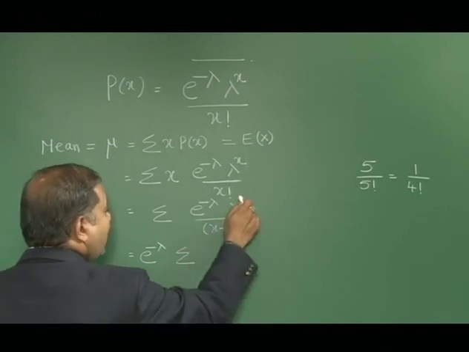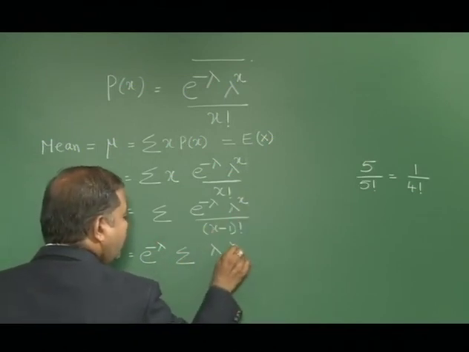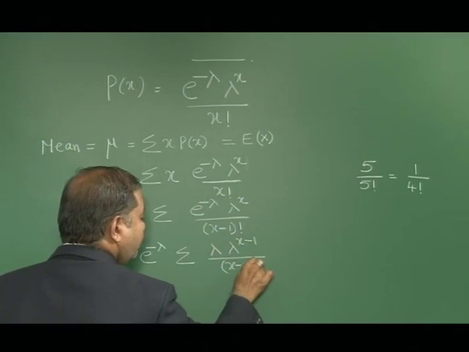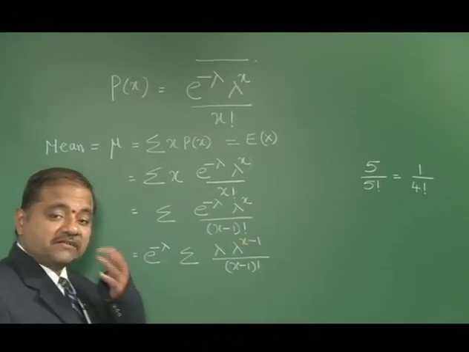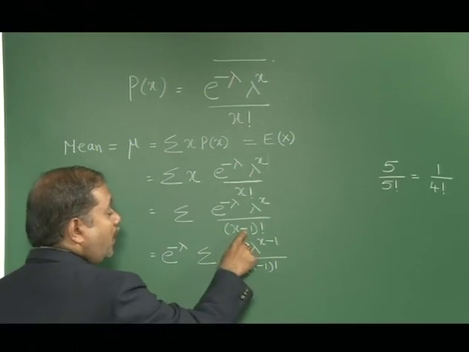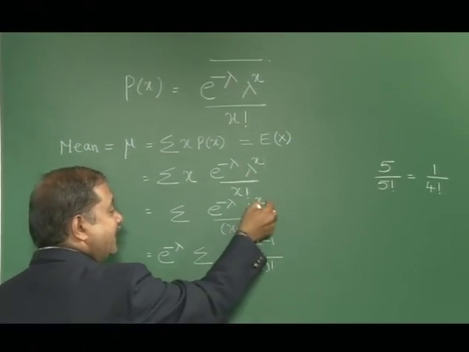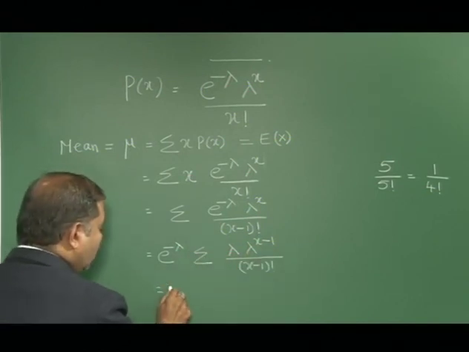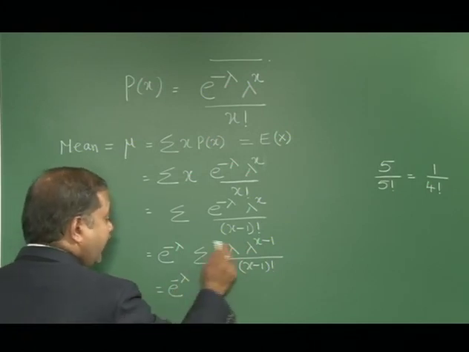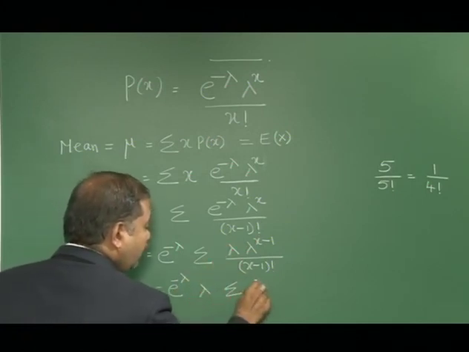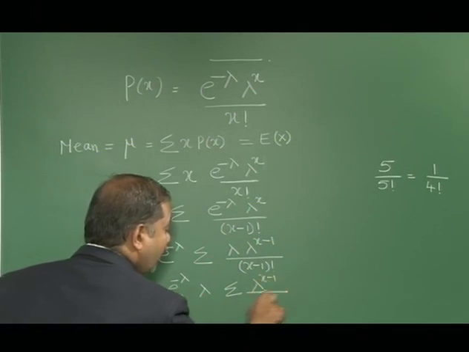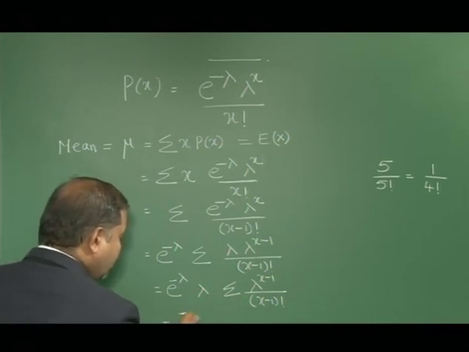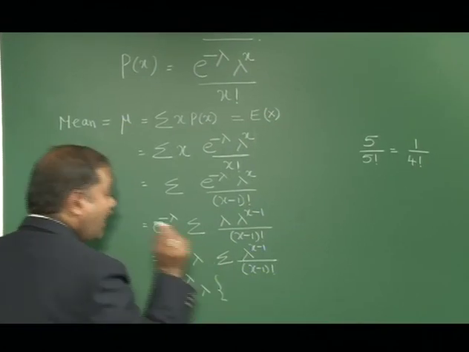Summation, lambda power x, I write lambda power x minus 1 by x minus 1 factorial. One lambda is separated. Why? Here the denominator is x minus 1, and I need the same format. So one lambda I took outside, so x minus 1. This is equal to e power minus lambda, take this lambda outside, summation lambda power x minus 1 by x minus 1 factorial. This is equal to e power minus lambda, expand it.